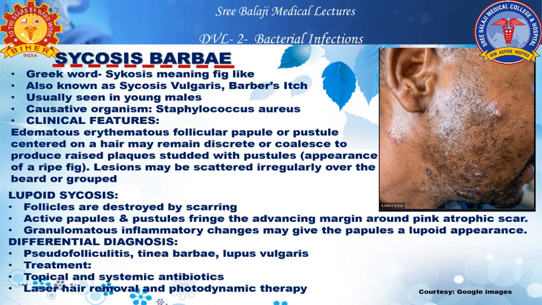Treatment for sycosis barbae: topical antibiotics like mupirocin, fusidic acid, and systemically a course of doxycycline or erythromycin. Resistant cases can be managed by rifampicin, and then laser hair removal, photodynamic therapy. So these are the options for the resistant type of sycosis barbae.